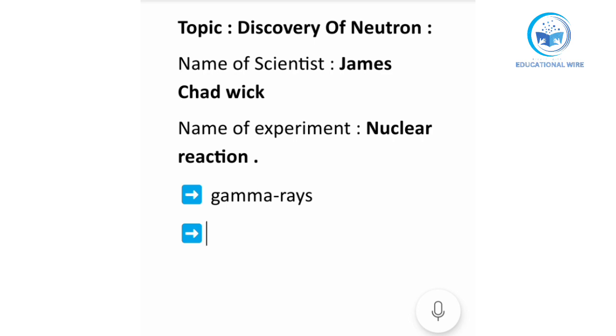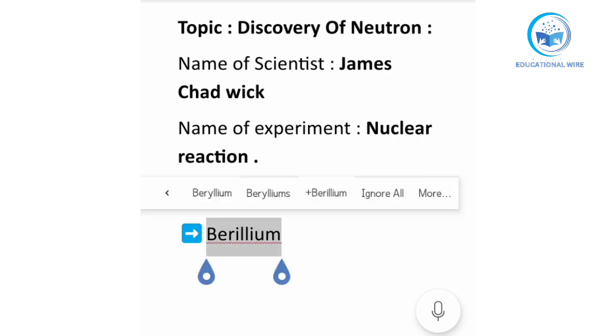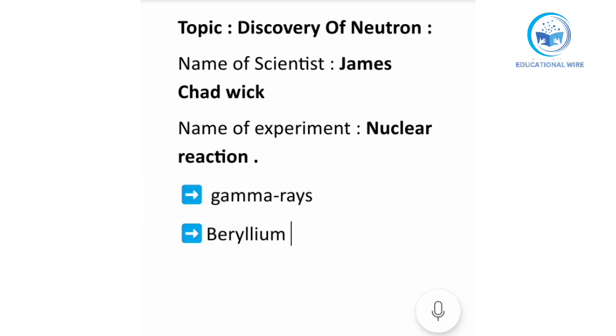We are having beryllium element, and third one we are having our resultant. Now we will make a diagram and understand how the discovery of the neutron happens. Number third, we are having resultant. Okay, now move to next, how it's happening. So let's make a diagram.